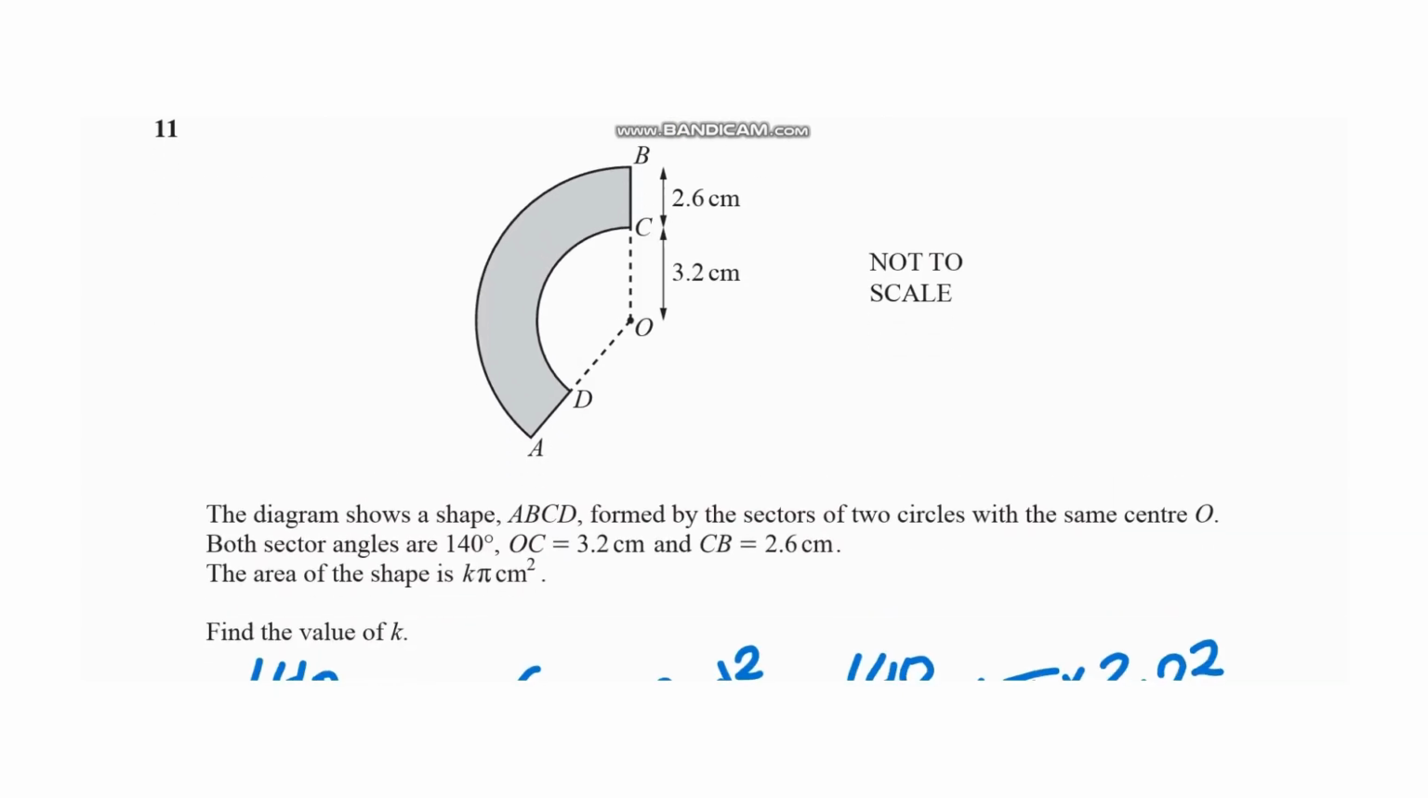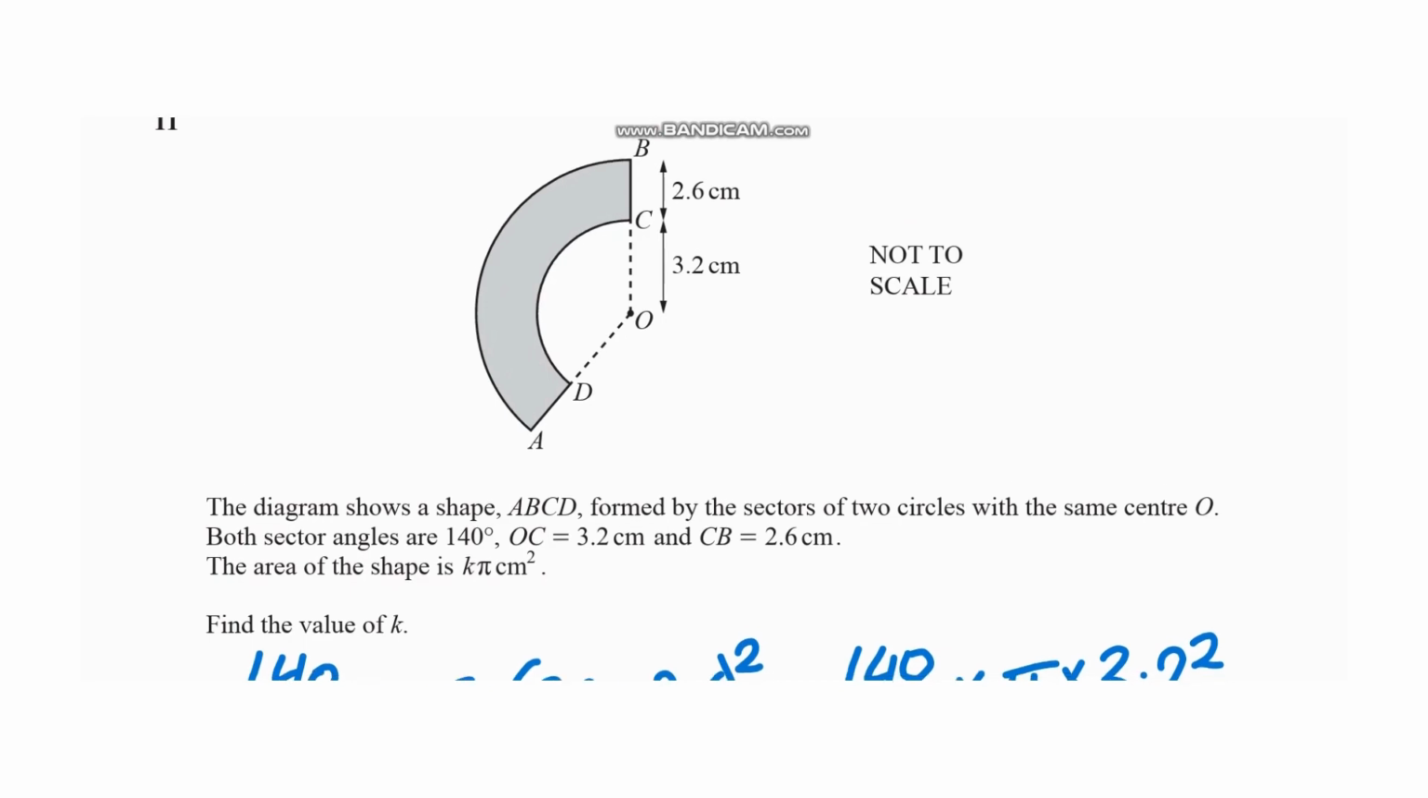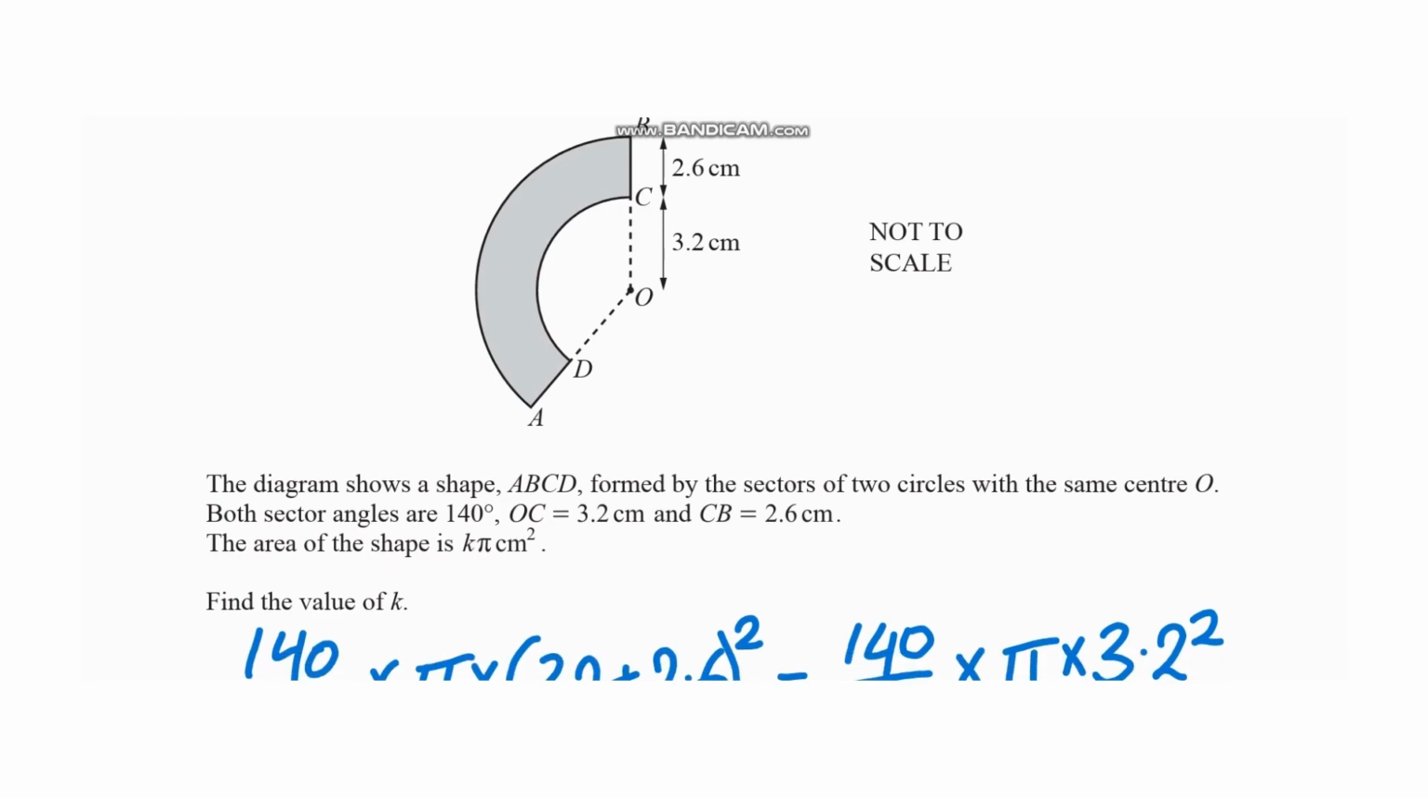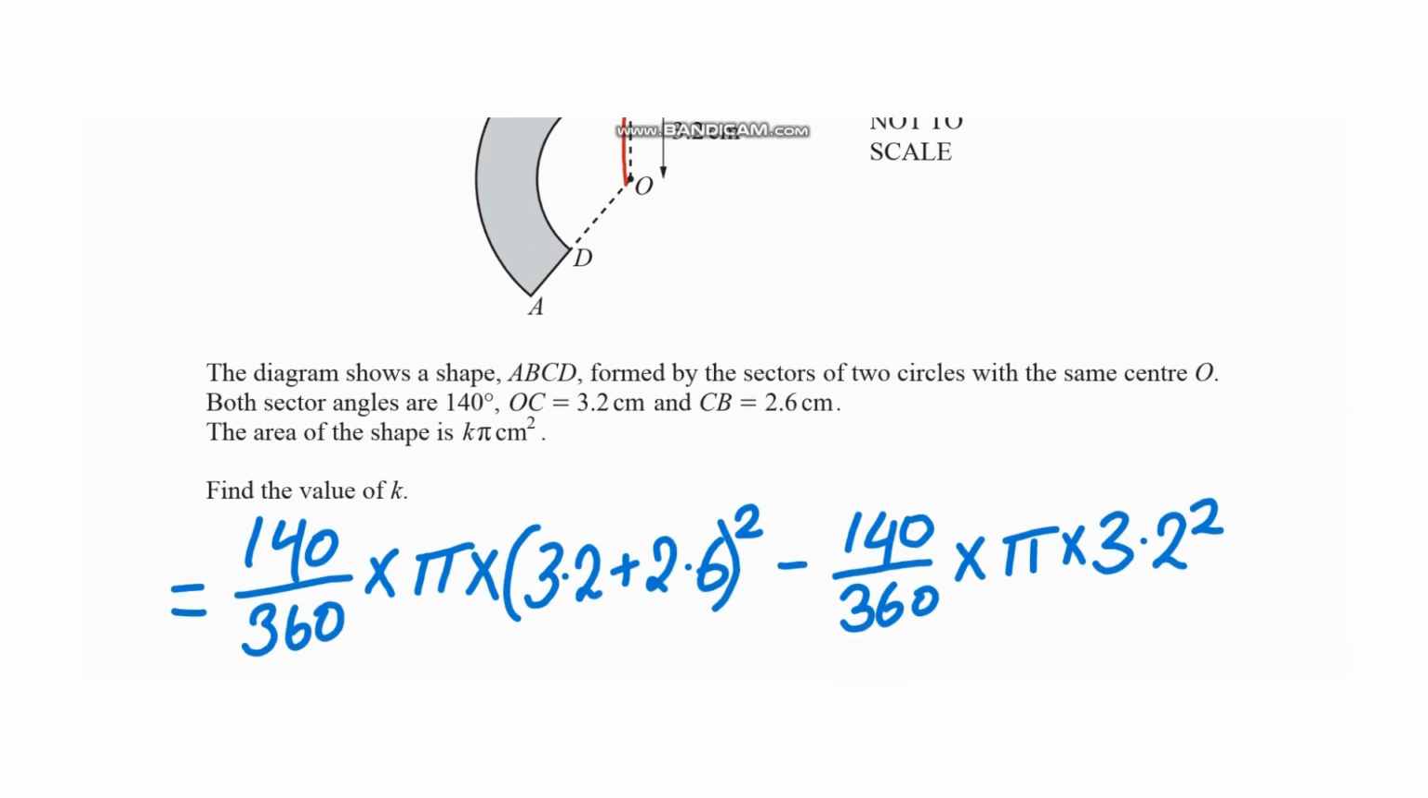Question 11 states: the diagram shows the shape ABCD formed by a sector of 2 circles with the same centre O. Both sector angles are 140 degrees. OC is 3.2, and CB is 2.6. The area of the shape is k pi. Find the value of k.